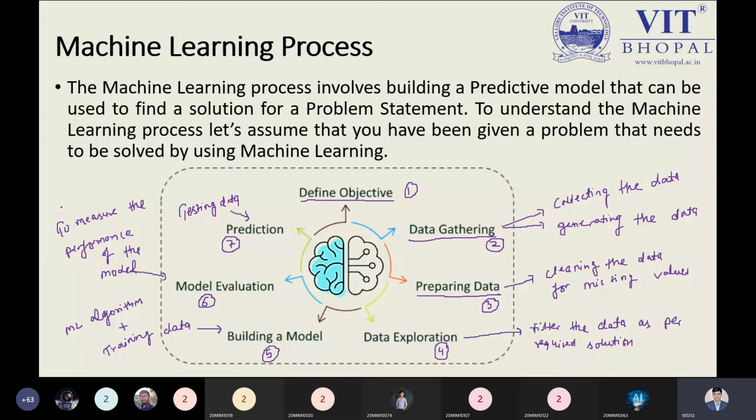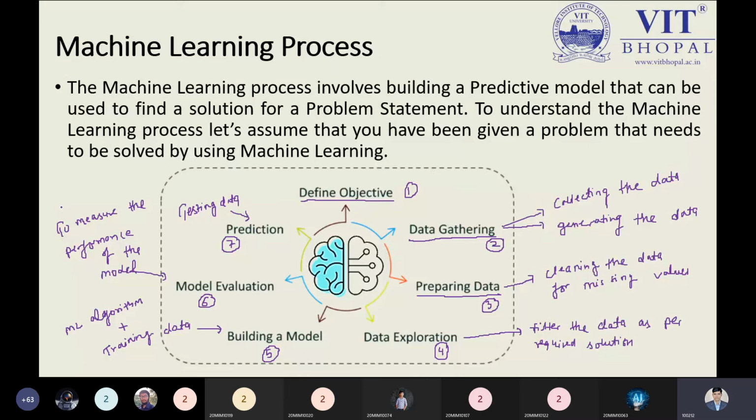In the model evaluation, we will evaluate the model. We have designed a model, so we have to check its performance: is the model providing better results or not? So we will evaluate the model by applying some parameters. I'm taking a simple example, accuracy.